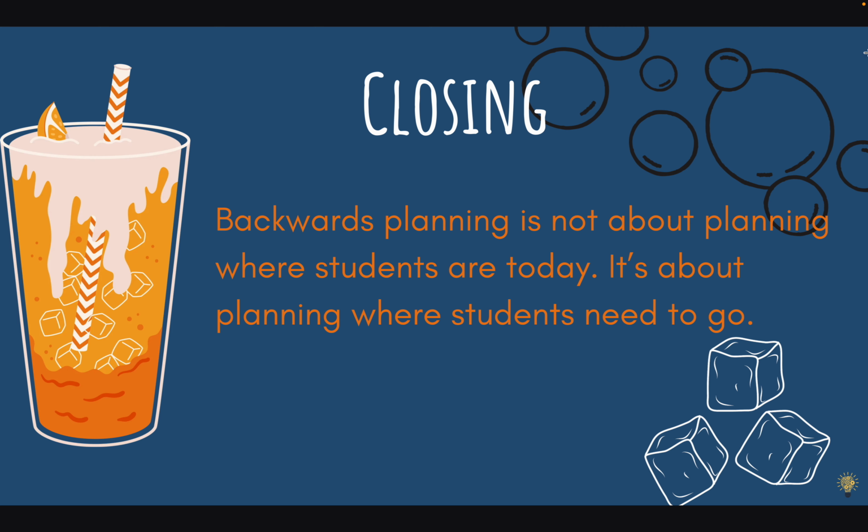In closing, backwards planning with the Can Do descriptors is not about planning for where students are today. It is about planning for where students need to go. Start with the language expectation of proficiency level 5. Identify what successful language use looks like. Then work backwards to determine the scaffolds and support students need to reach that goal. When we plan this way, we maintain high expectations while creating meaningful pathways for multilingual learners to succeed.